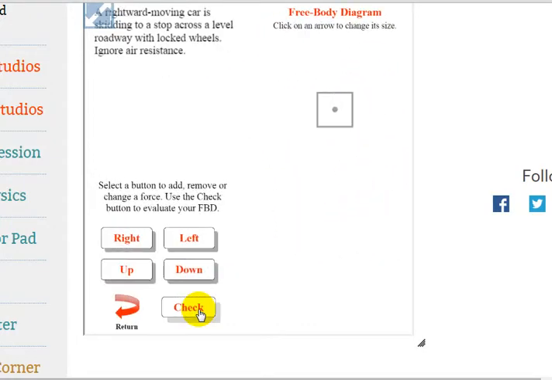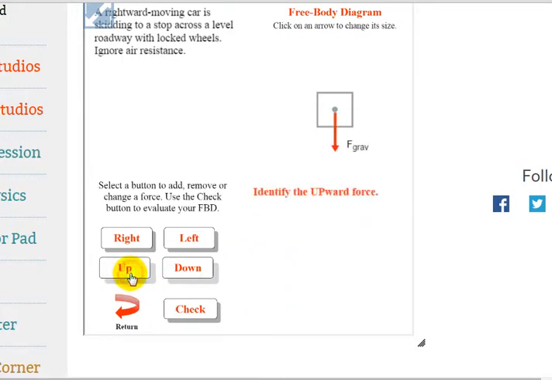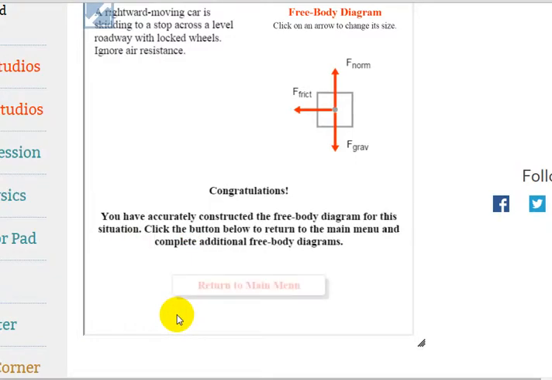Situation 11. A rightward moving car is skidding to a stop across a level roadway with locked wheels. Ignore air resistance. Okay, so as usual, we have gravity pulling downwards. It's on the ground, so the ground is pushing up with the normal force. It's moving to the right, but we're not accelerating. We're not putting on the gas pedal. We're slamming on the brakes, actually. So what that is going to do is just simply supply friction. So we're moving to the right, unbalanced force working against us, so it's going to slow down until it comes to a stop.